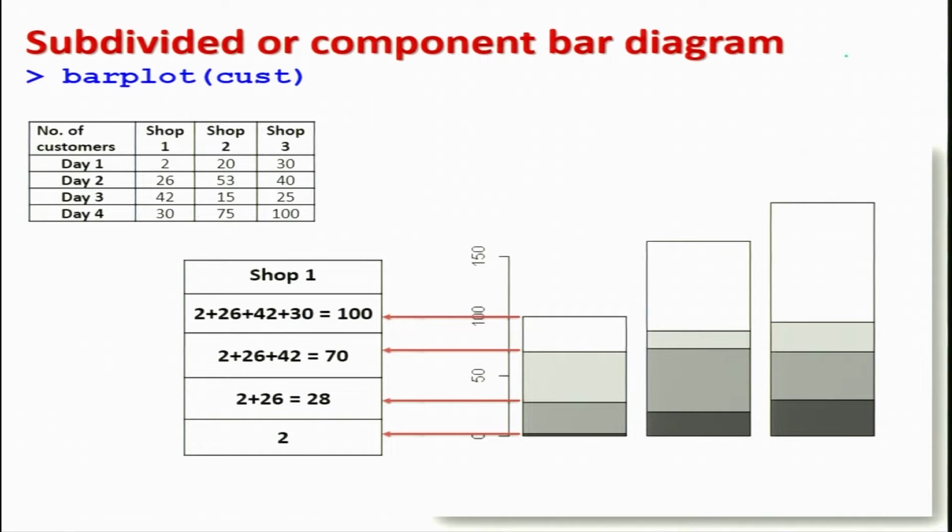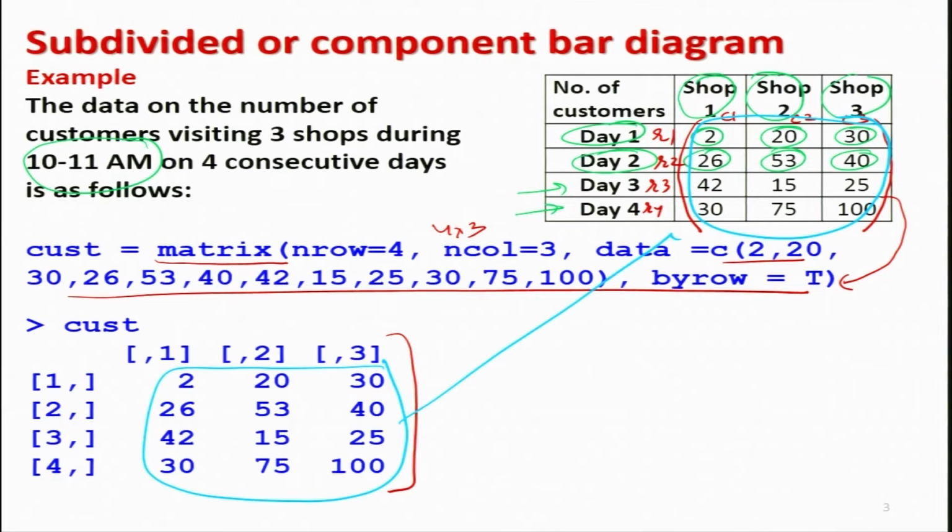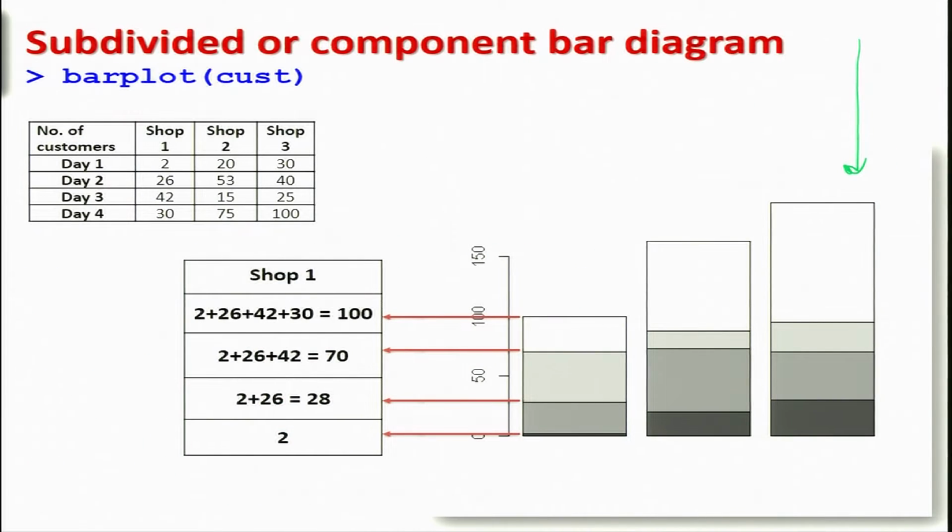If you look here, this is your subdivided or component bar diagram. What it means and how it indicates different types of information, that is what we now have to understand. This was your matrix CUST, and now you are using the command barplot and inside the parenthesis CUST. So, this is the data which is in this matrix.